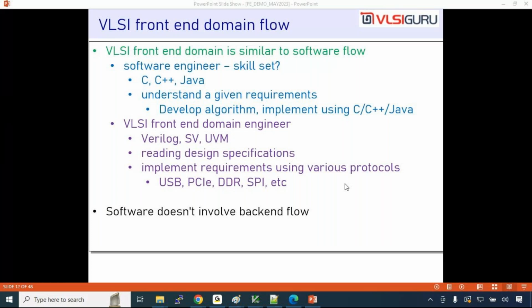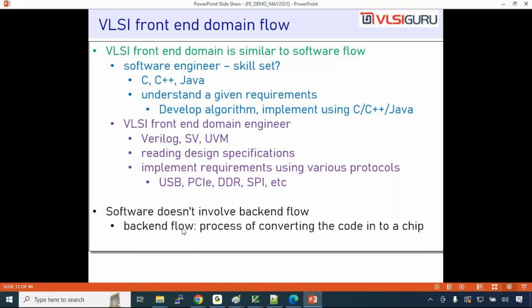Are you getting the point? Because any bug, even a small bug, you cannot fix it in the chip. You have to go all the way back to RTL level and then redo everything. But in software that is not the case. In software, even if there is a bug, you can always fix it. You release a new version of the software.